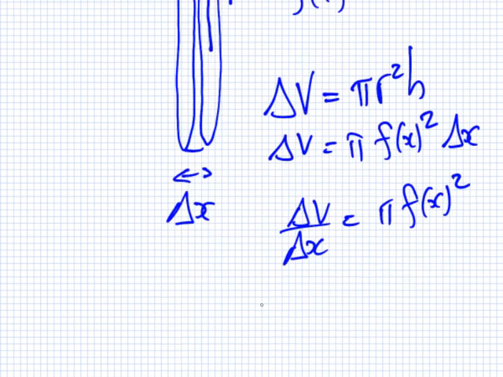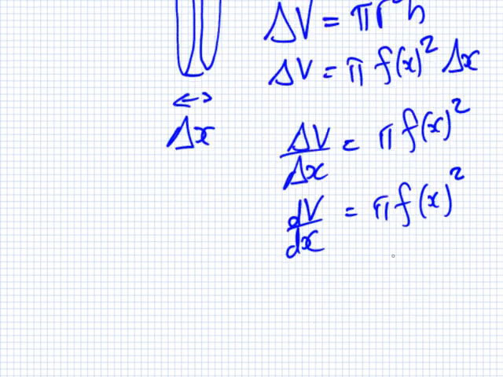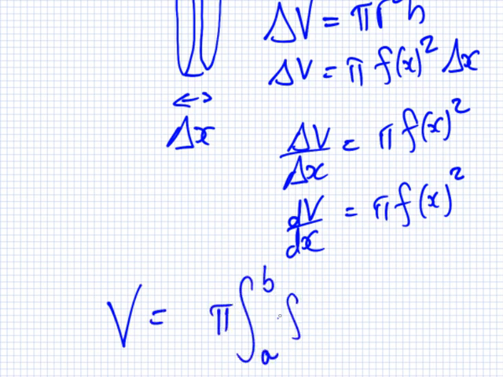If the delta x is really, really small, it becomes a dx. So if you make the slice small enough, this becomes dV/dx equals pi f(x) squared. Now, I don't want the derivative of the volume. What do I want? The volume. So how can I go from a derivative to the original? Integrate. So then we end up with our formula. The volume is pi times the integral from a to b of f(x) squared dx. So the formula is very similar to the area formula, except for two differences. What are those differences? Pi. Well, you have a pi constant in the front, and the function is squared. Okay, so you definitely need this formula.